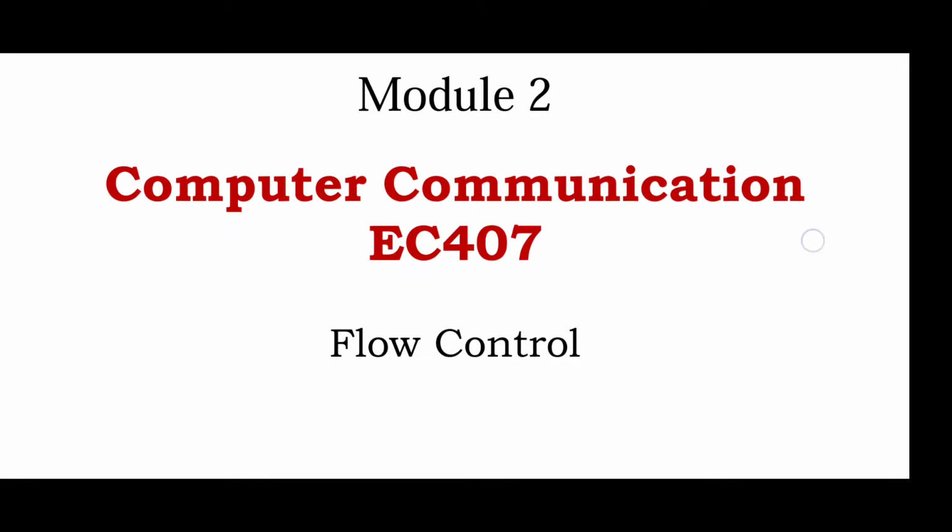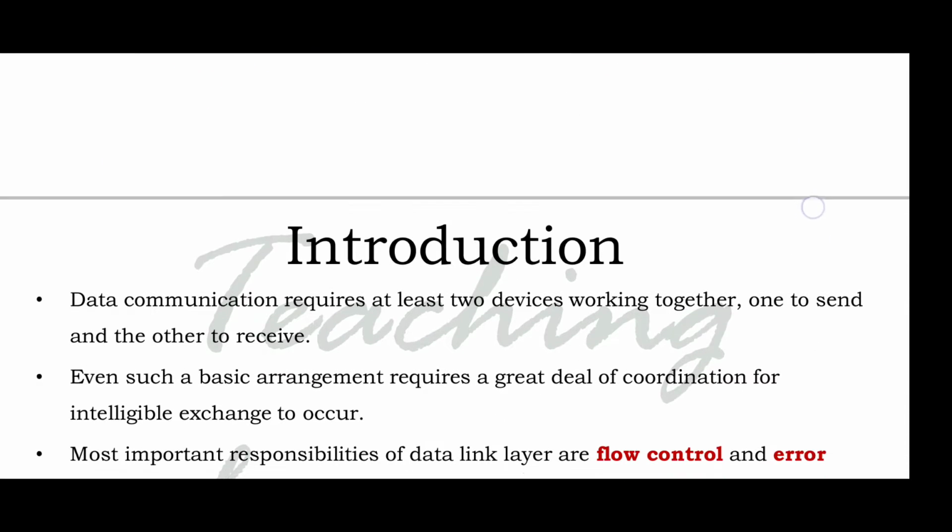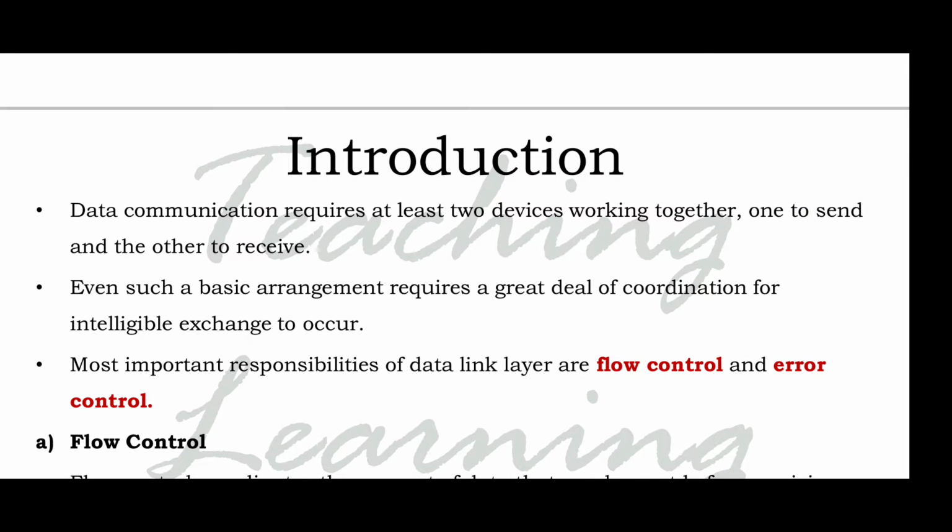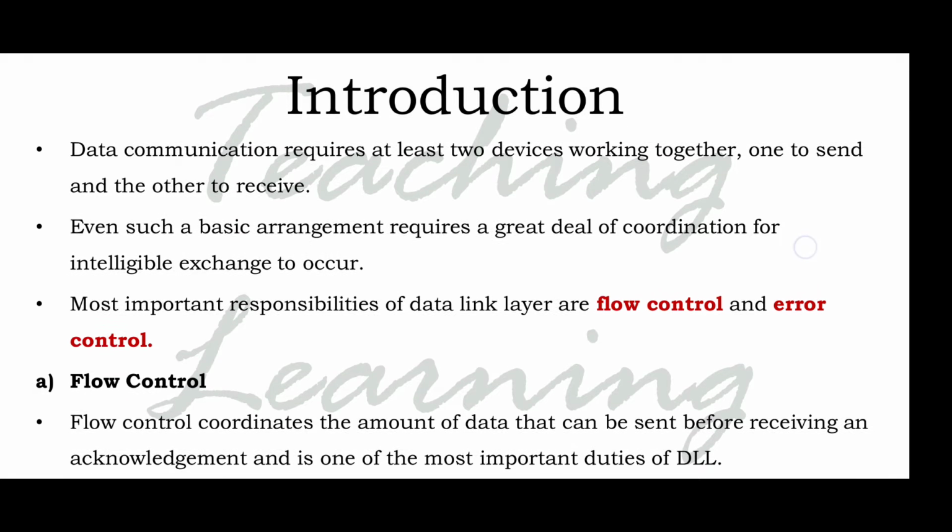Flow control, we have already talked about that. Data communication requires at least two devices working together, one to send and the other to receive. Even such a basic arrangement requires a great deal of coordination for an intelligible exchange to occur. Flow control and error control are the main responsibilities of the data link layer. Flow control defines how this coordination happens between the receiver and the sender.